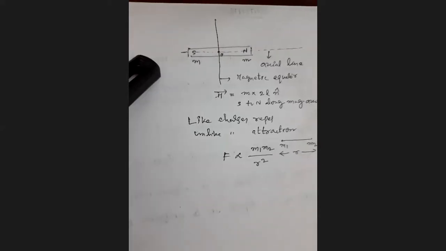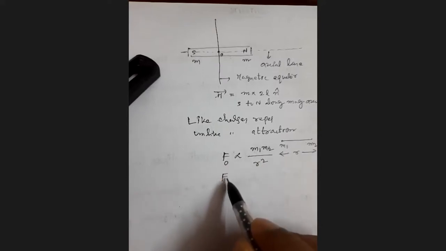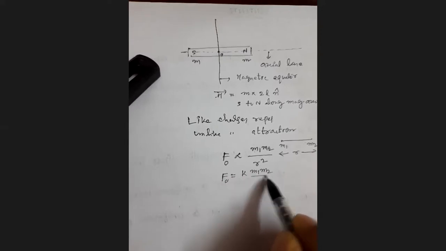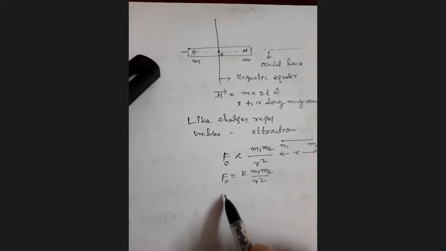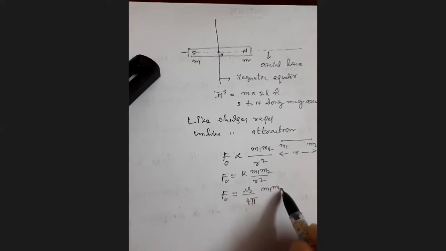For example, consider two magnetic poles M1 and M2 which are separated by the distance r. Suppose these two magnetic poles are placed in vacuum or free space. Then we write F naught proportional to M1 M2 by r square. Then F naught equals K M1 M2 by r square. Here K is the proportionality constant. That value depends on the nature of the medium and the units we choose. In the case of free space or vacuum, in the SI system, K equals mu naught by 4 pi, so F naught equals mu naught by 4 pi times M1 M2 by r square.